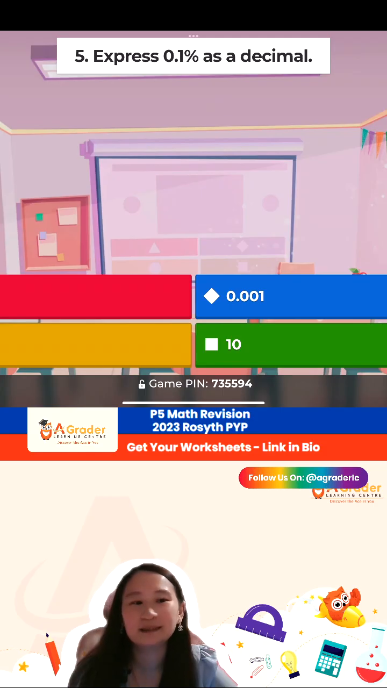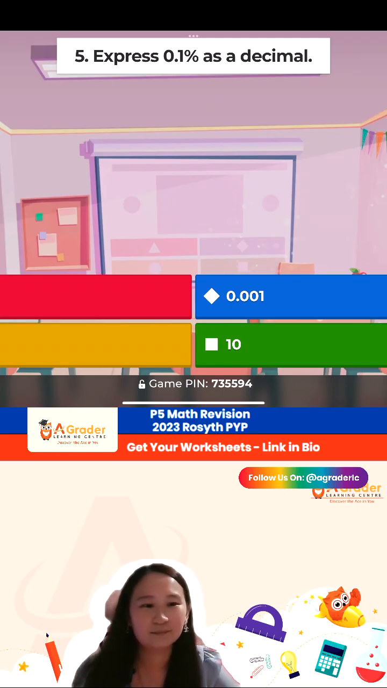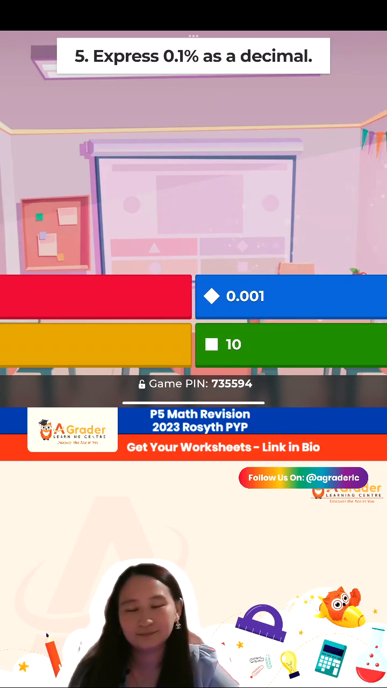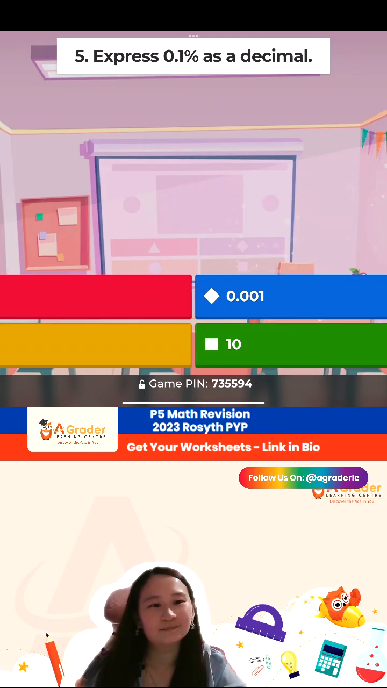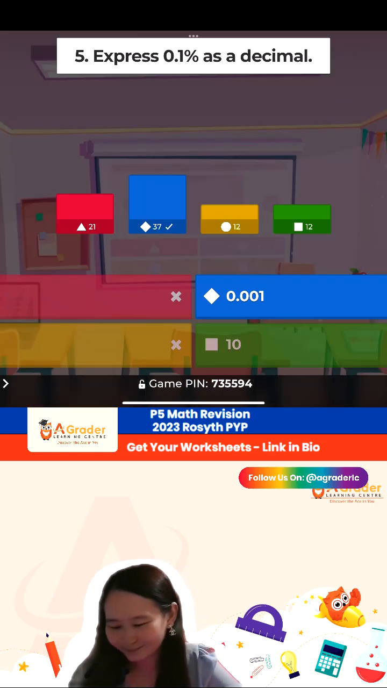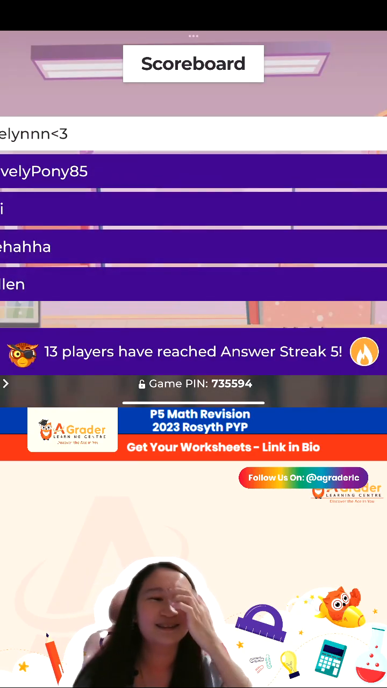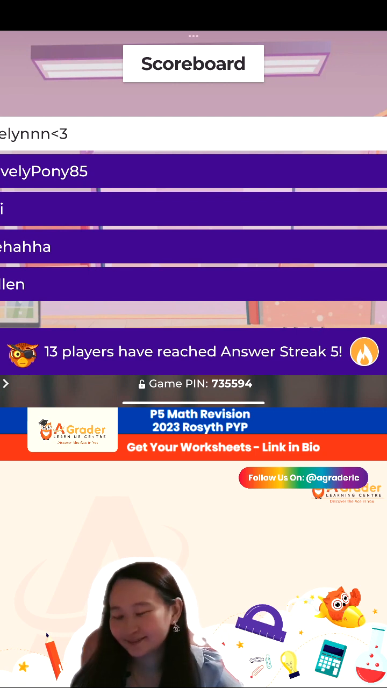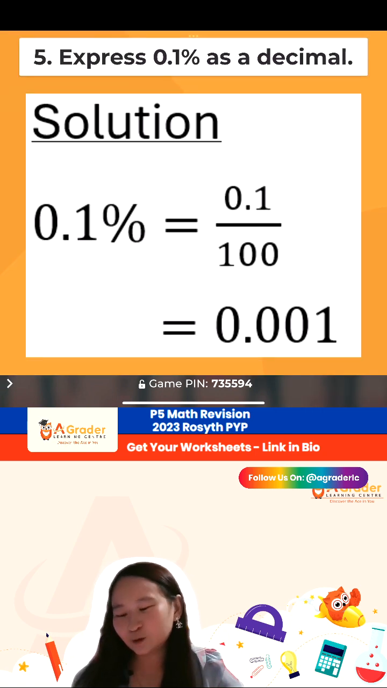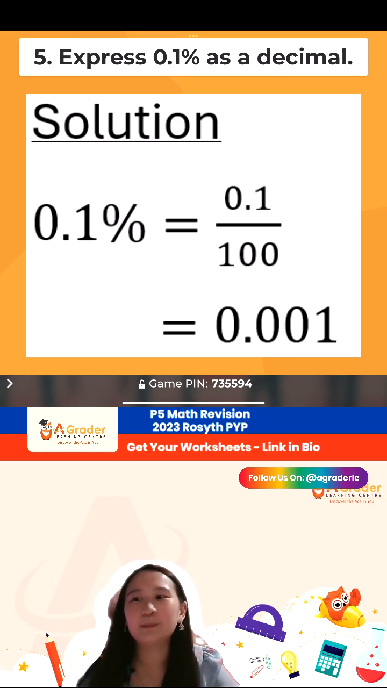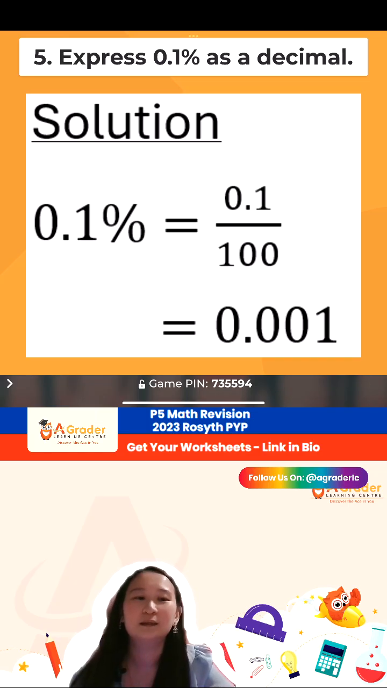Express 0.1% as a decimal. Ooh, wow. So 0.1%, when we drop the percentage sign, we have to divide by 100. Okay, so 0.1 divided by 100, we'll get 0.001. We'll shift the decimal place to the left when we are dividing.